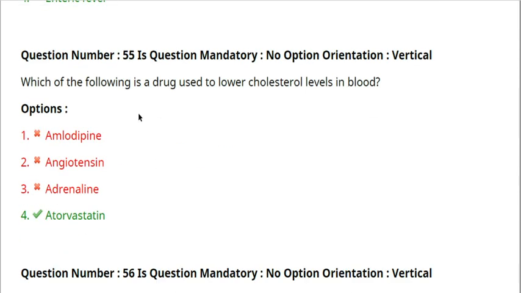Which of the following drugs is used to lower the cholesterol level in blood? The drugs used to lower the cholesterol level in blood include atorvastatin. Please make sure you also know the drugs used for curing hypertension, kidney disease, heart disease and the like. Get to know about it.